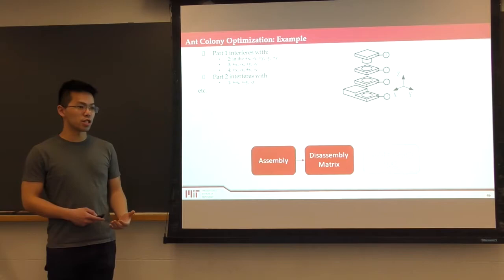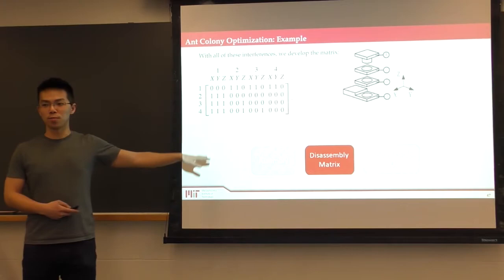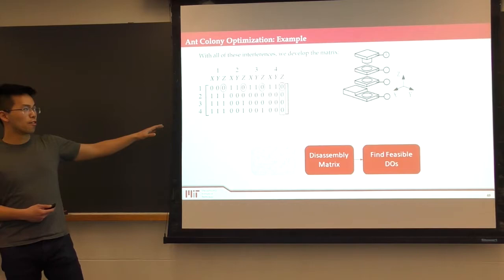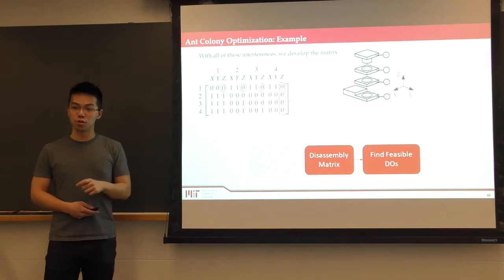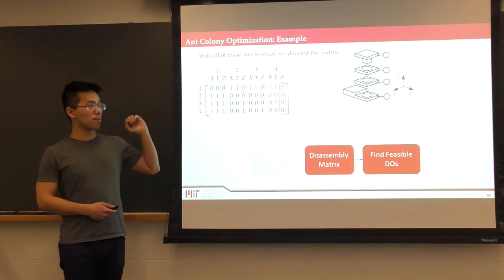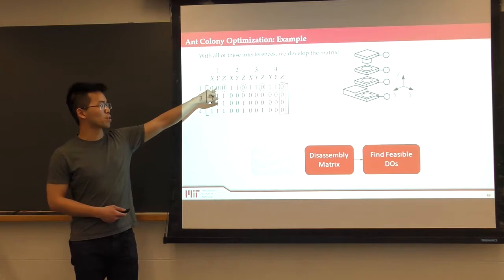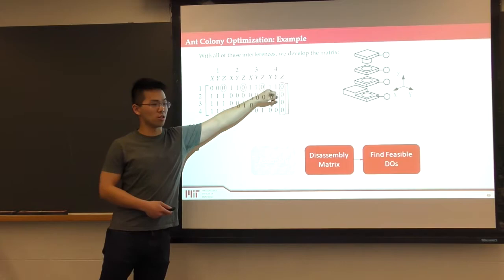And so that looks something like this, right? And as Jacob went through earlier, based on the disassembly matrix, we're able to find specific indices that we care about to figure out our feasible DOs. Specifically, if we wanted to figure out the feasible DOs in the positive direction, we look down a row, and as Jacob said earlier, we look at the indices corresponding to positive z, for instance, and since there are zeros all along the row, that means part one can be moved in the positive z direction.